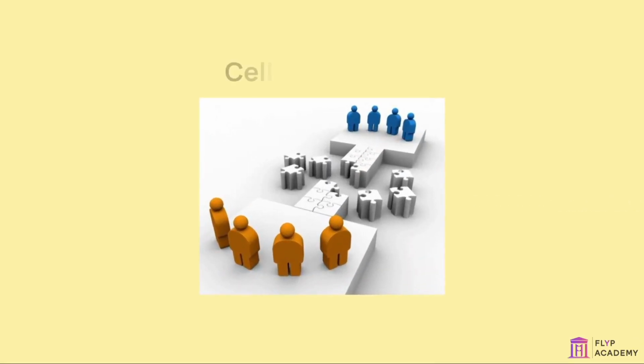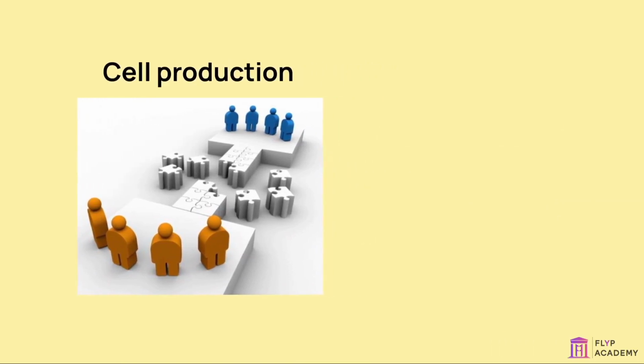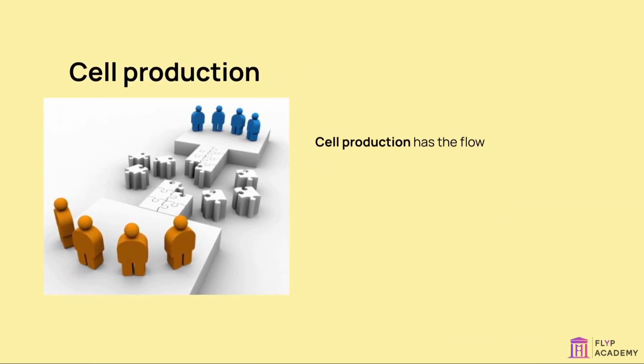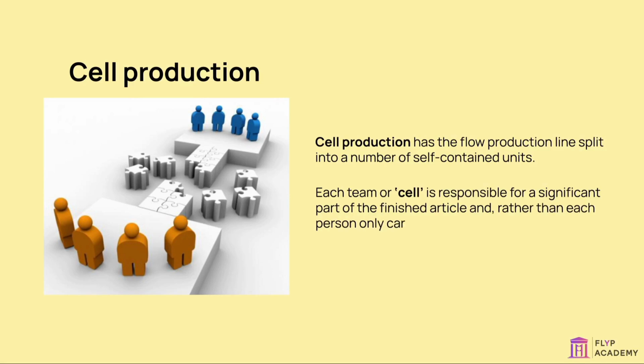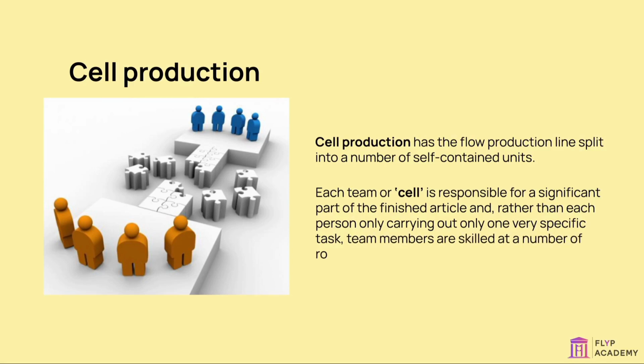Let's start with cell production. Cell production has the flow production line split into a number of self-contained units. Each team, or cell, is responsible for a significant part of the finished article, and rather than each person carrying out only one very specific task, team members are skilled at a number of roles, so it provides a means for job rotation.